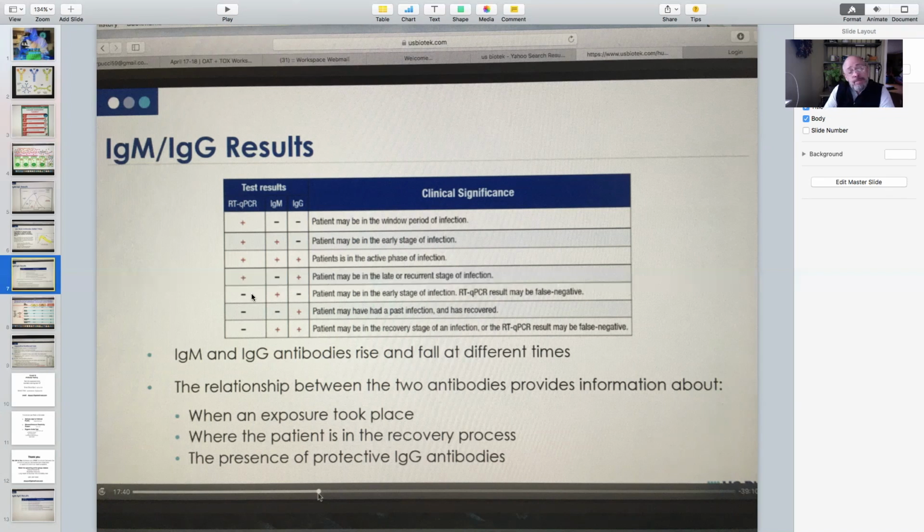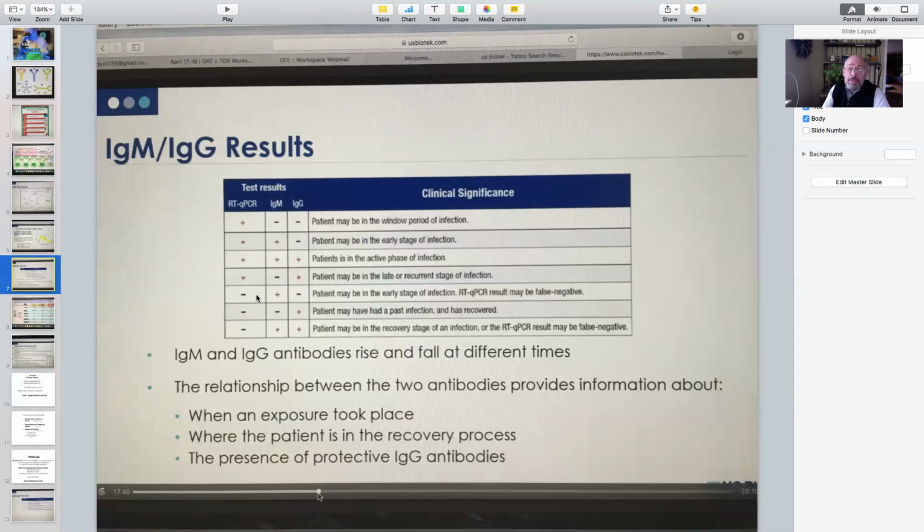Now you have the possibilities of the PCR testing is negative, but the IgM test came back positive and the IgG is negative. What would that mean? Well, the patient may be in the early stage of the infection, IgM is up, early phase, and the PCR testing may be a false negative, unreliable. So that's why the antibody test can also be a good adjunct to the PCR test.